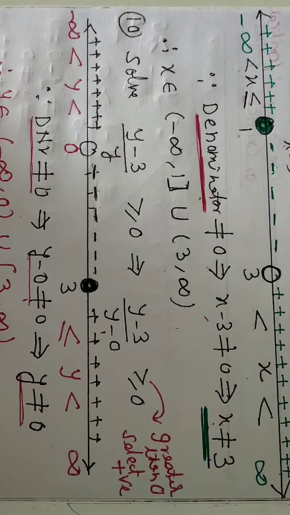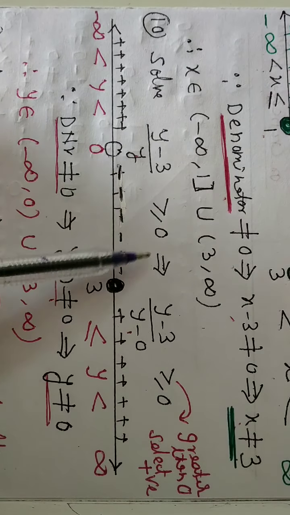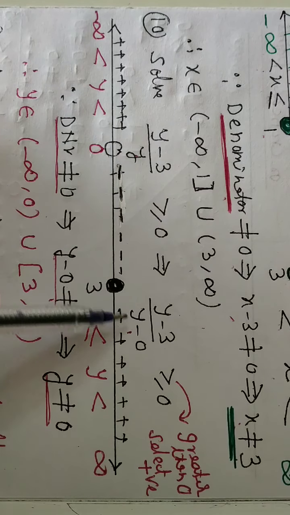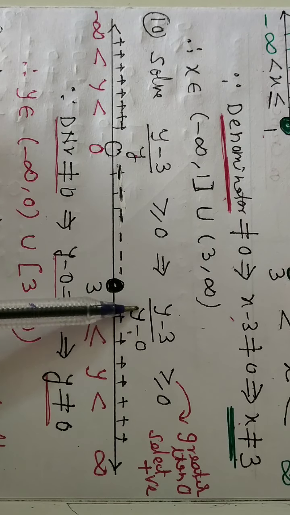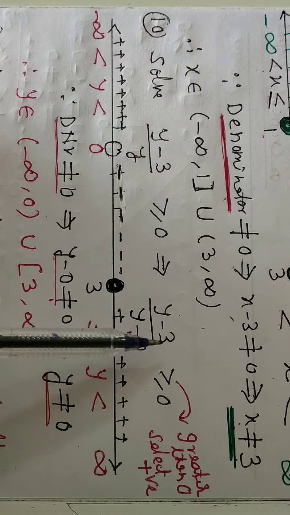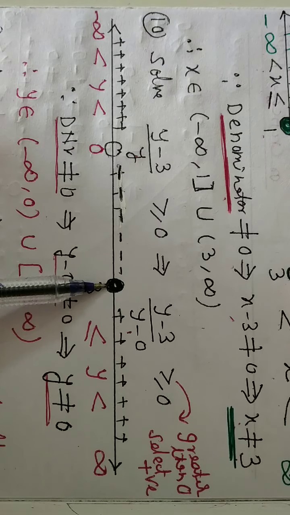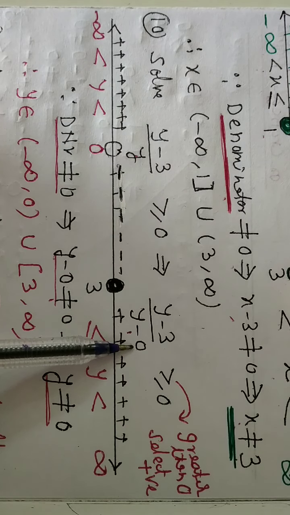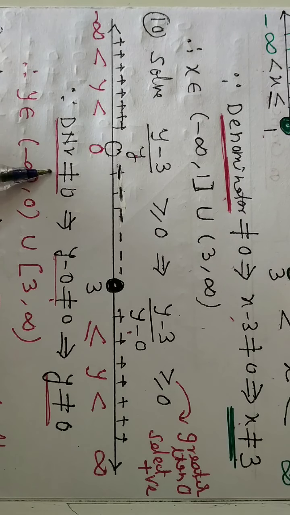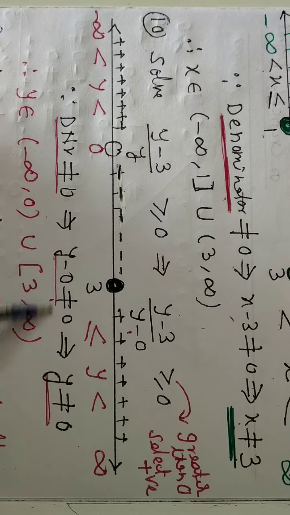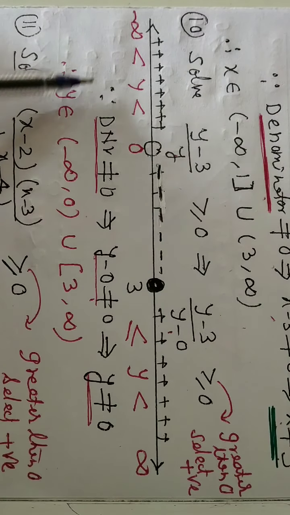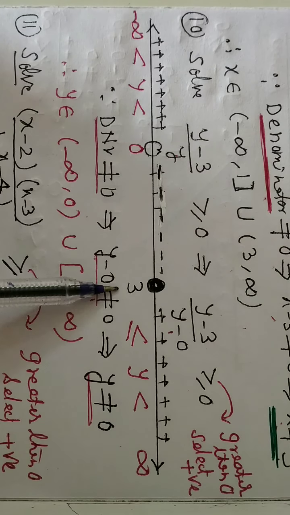Then 10th number question: (y minus 3) by y is more than or equal to 0. Now again, y is written as y minus 0. The two terminal points are displayed on the number line: one is 3, the other is 0. Here there was a scarcity of terminal points, so I have expressed y minus 0. So 0 and 3. Now the denominator is not 0, so y minus 0 is not 0, so y is not equal to 0. But 3 must be taken. So due to this greater than, we select from minus infinity to 0, union 3 to infinity.